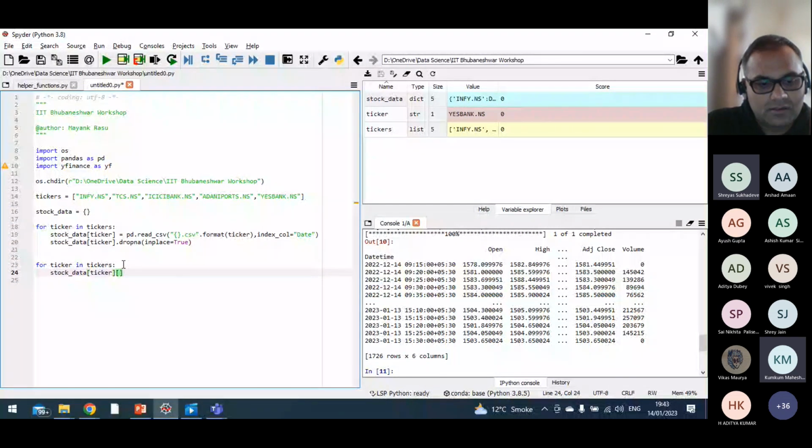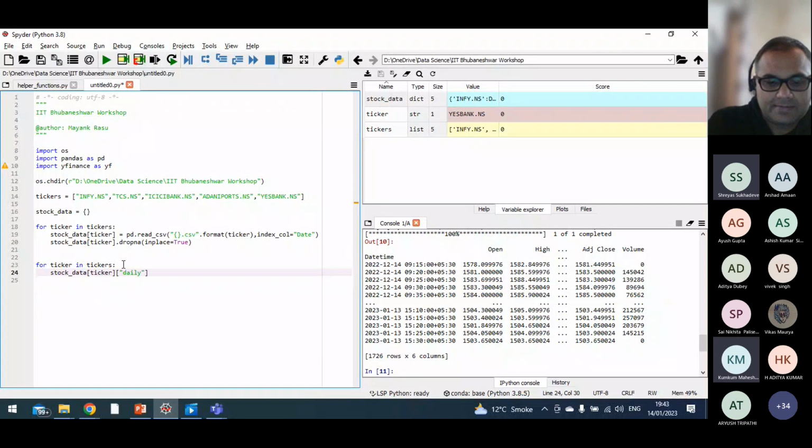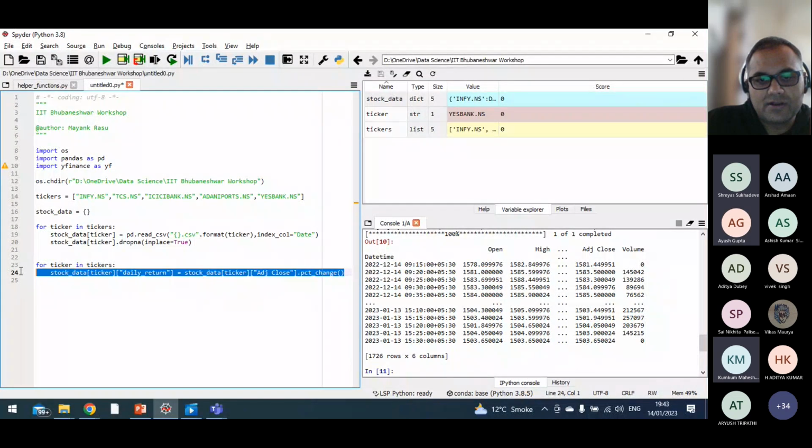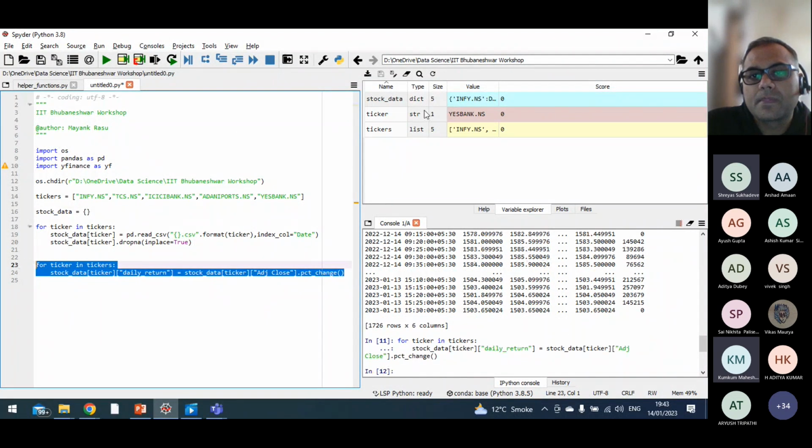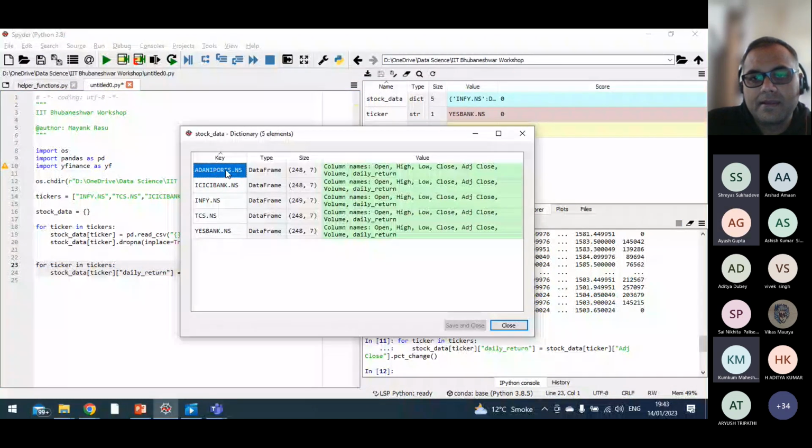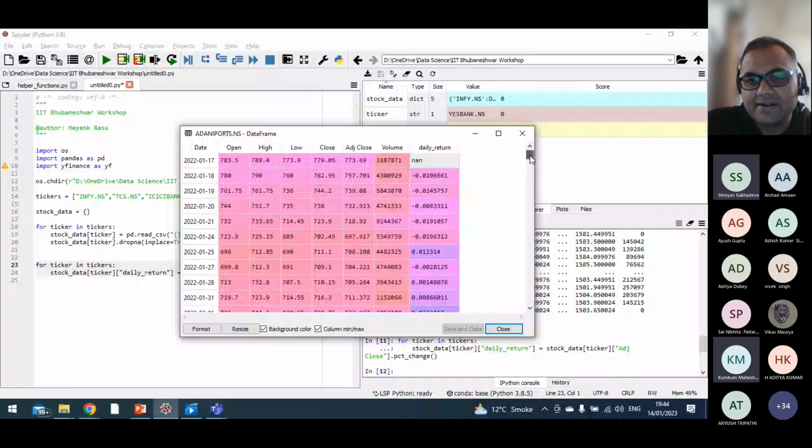Let us create a column called daily return or something like that. And that would be equal to the adjusted close column. And then pandas allows you to calculate this daily return using a very simple function called percentage change. So if I run this line of code, you'll see that for each ticker now, we have an additional column, and that tells you what is the daily return.